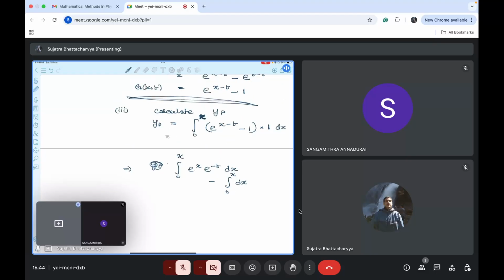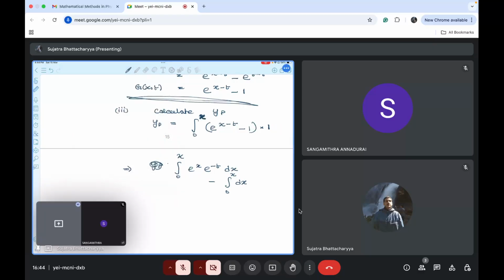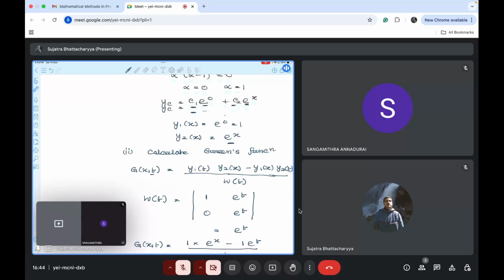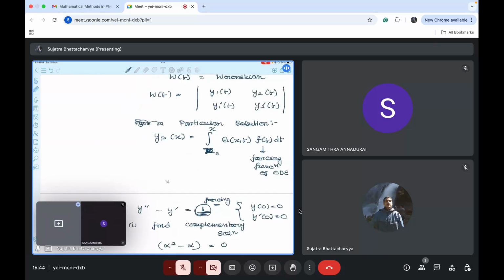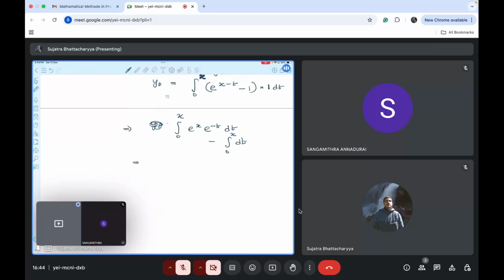I'm sorry, this should not be dx. It should be the dummy variable dt. Let me check whether I have dt. Yes, dt. Okay. So next will be e to the power x. We are integrating with respect to t, so it will be e to the power minus t with a minus sign, from 0 to x, minus t from 0 to x.